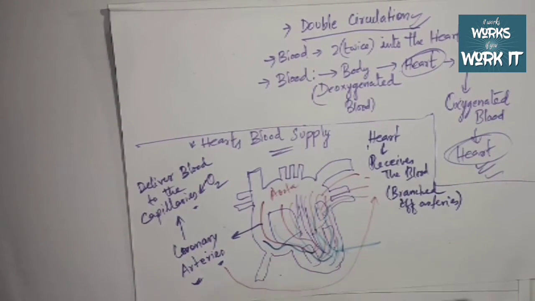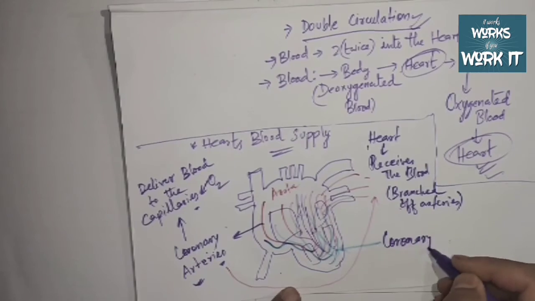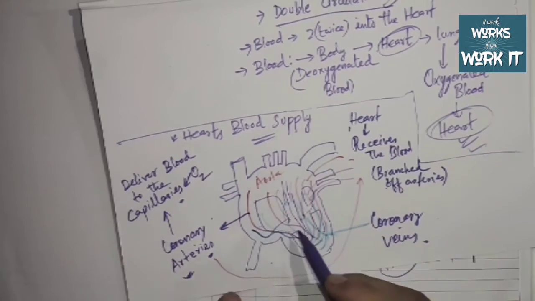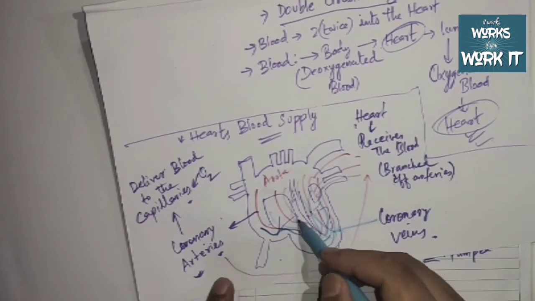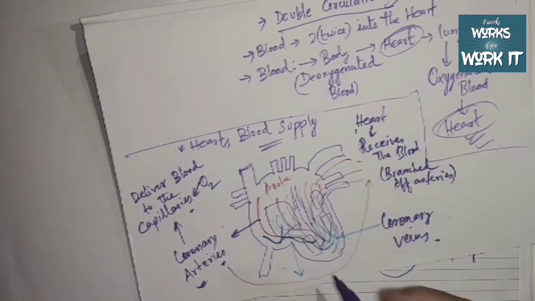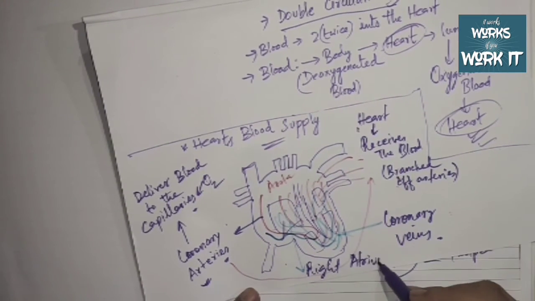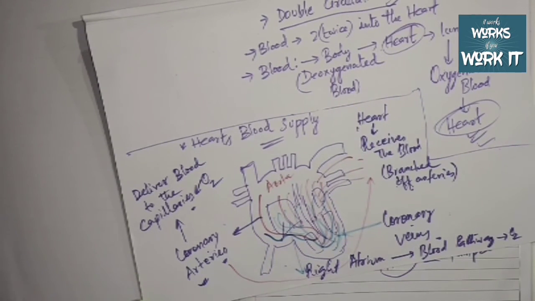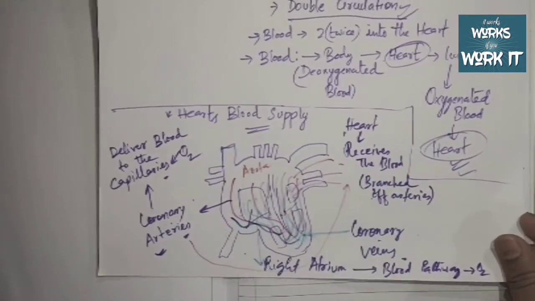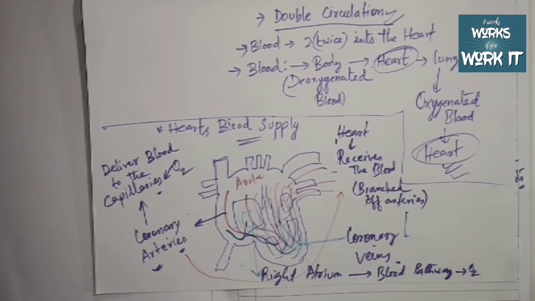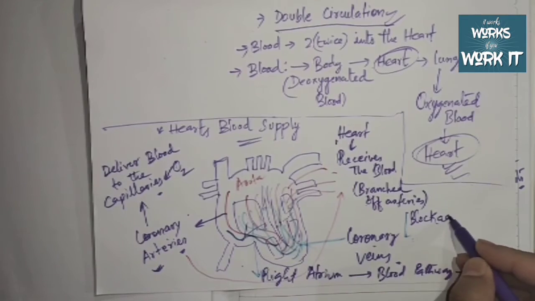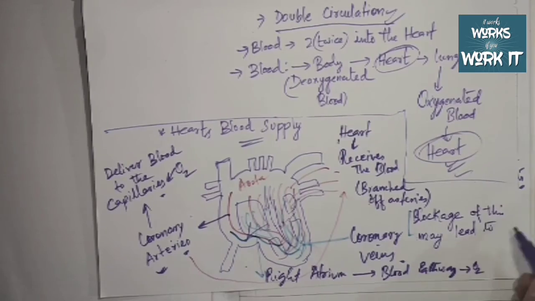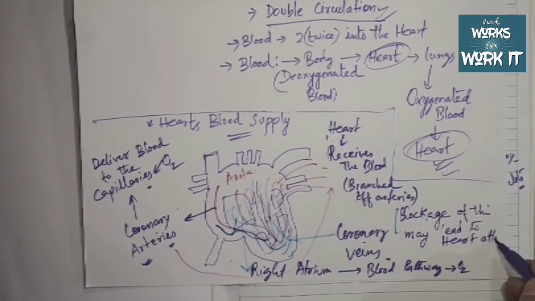Next, I have drawn with the blue color here the coronary veins. These veins take the deoxygenated blood to the right atrium. And then from the right atrium, the blood goes along the pathway to become oxygenated. So this is what goes on inside the heart when it receives the blood. Once there is a blockage between these veins and arteries, it may be the cause of a heart attack also.